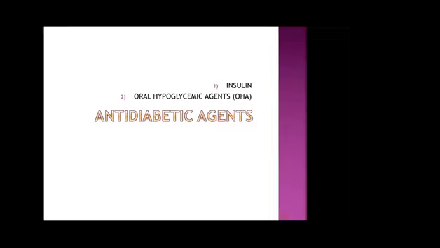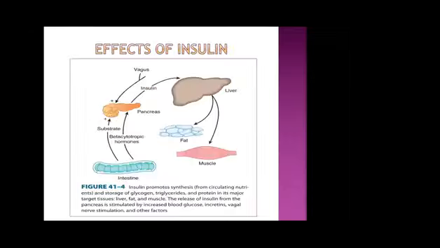So we categorize anti-diabetic agents into 2 major groups. Number 1 is insulin, which is basically ginagamit sa type 1 DM as a replenishing agent. And then we have the OHAs. We have oral hypoglycemic agents. Starting off with insulin, na-discuss ko na actually ang effects ng insulin, i-review lang natin.